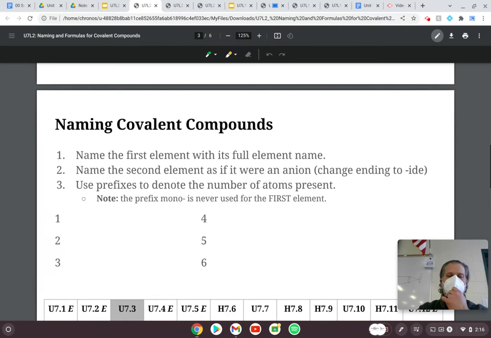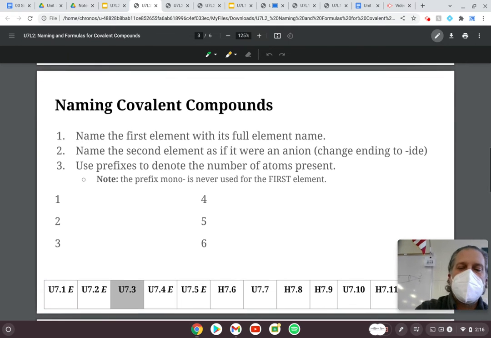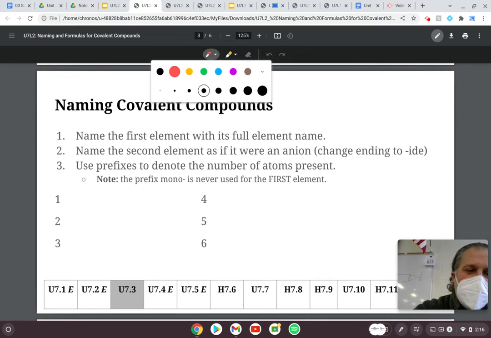Okay. First rule of naming covalent compounds is you write the name of the element as it comes directly off the periodic table. So the first element, you just write that name. Second element, you write that name also, but you drop the ending and change it to IDE. Then the last thing you do is you use a prefix or a set of prefixes to explain how many of each element are present. So the prefixes that we need to talk about here are these.